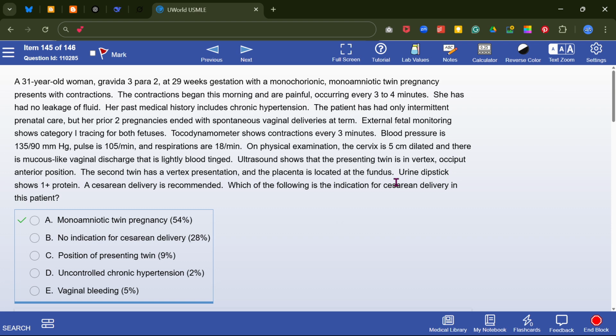Ultrasound shows the presentation of the first twin is vertex, occiput anterior position. The second twin has a vertex position. The placenta is located at the fundus. Urine dipstick shows 1 plus protein, so hypertension. A cesarean for MMC, a cesarean delivery at 29 weeks. Which of the following is the indication of the cesarean delivery in this patient?